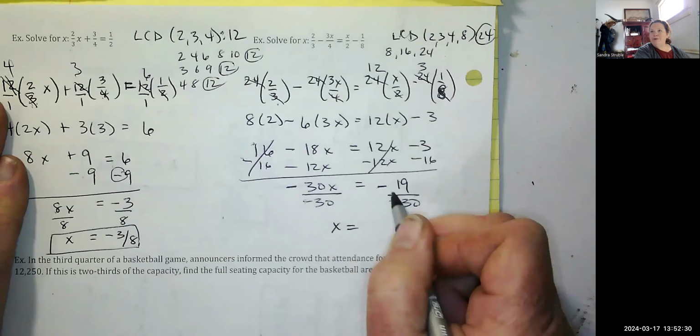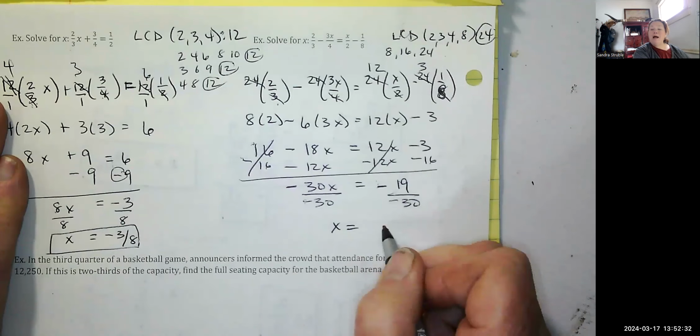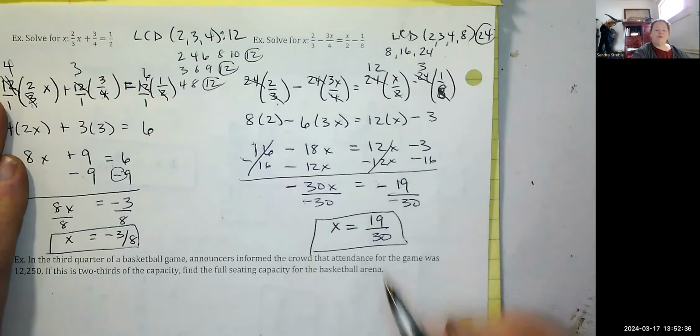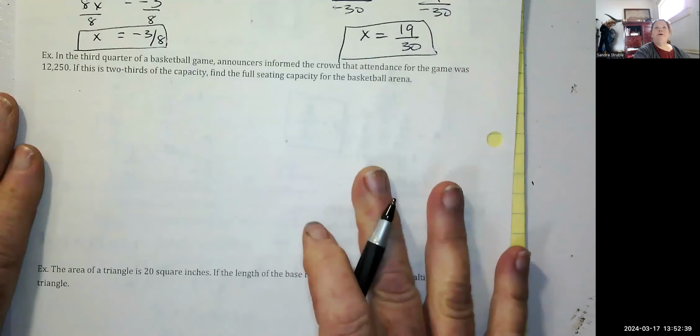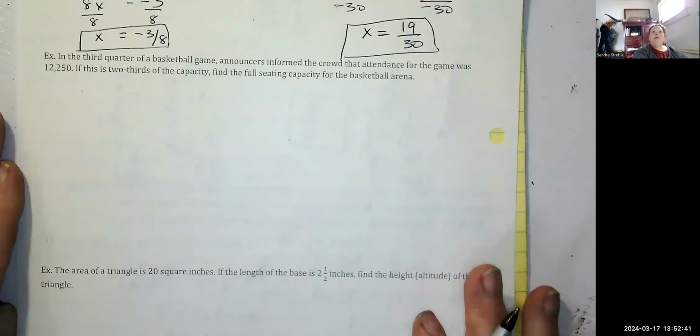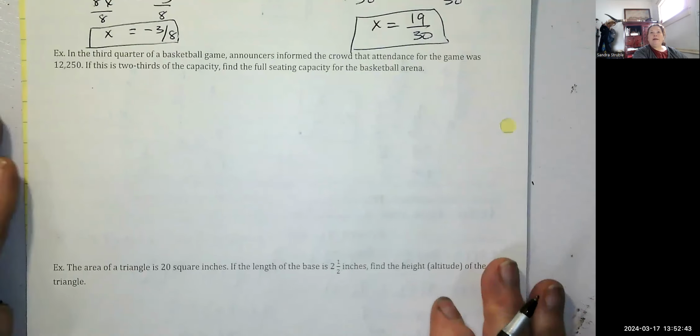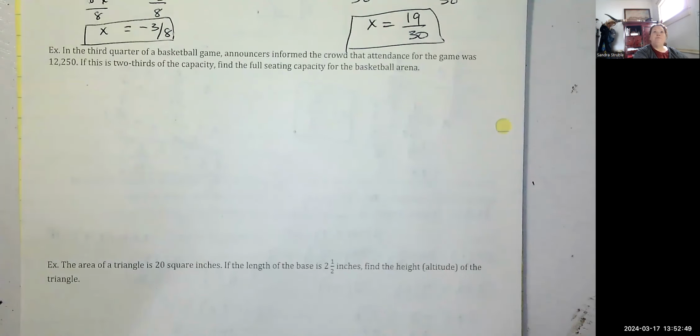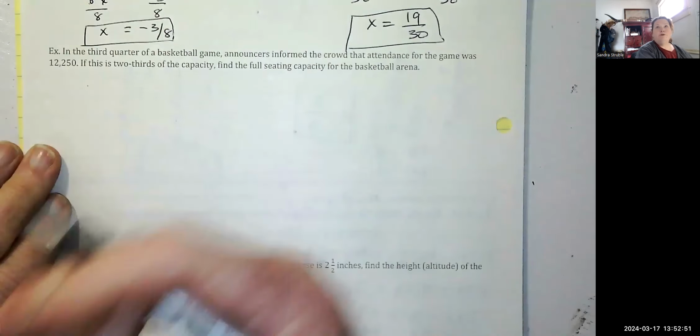And x is equal to, the signs, negative divided by negative is a positive, 19 over 30, which does not reduce any further. 19 is prime. All right, let's do a word problem. Remember, if you're solving a word problem, you want to be able to answer in a full sentence, with correct units, and correct, well, there's no rounding here, but correct way of showing the work.